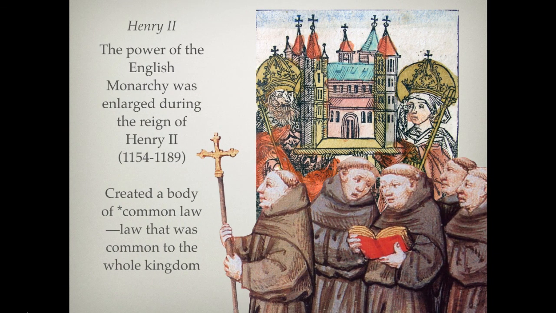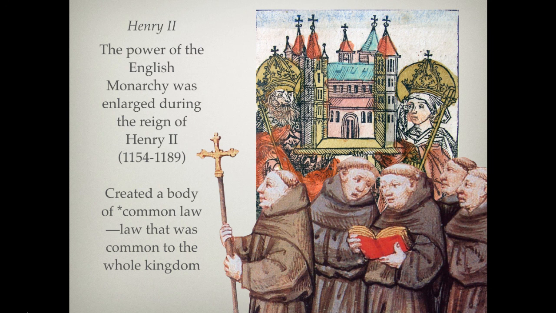Now, over time, then, this monarchy was solidifying power. And really, this new solidification ends up hitting the next major point under Henry II. So the power of the English monarchy was enlarged during the reign of Henry II, who reigned from 1154 to 1189. Now, one of the major ideas that he fashions is a common law.